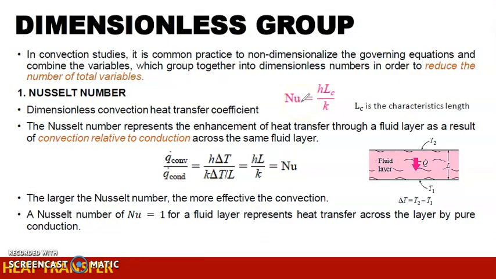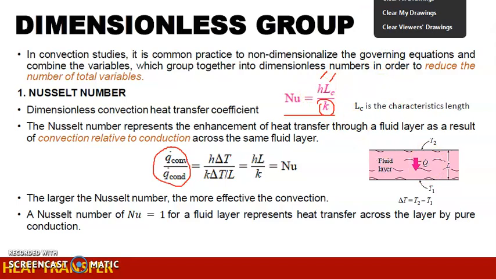Some important dimensionless numbers are, first, your Nusselt number. The Nusselt number is just the product of the convection heat transfer coefficient h and Lc, which is the characteristic length in meters, over k, the thermal conductivity. So this is derived from the ratio of convection to conduction. The Nusselt number is important in finding the value of the heat transfer coefficient h.